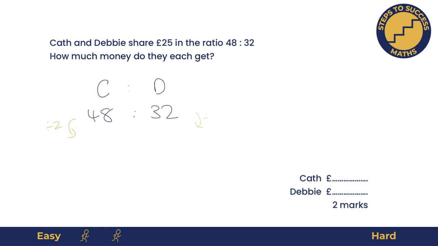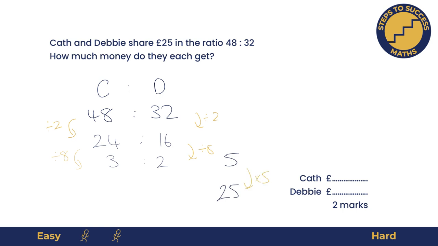So we divide it by 2 on both sides of the ratio. 24:16. But that will divide again. I know that 8's go into both of those. So then I've got 3:2. Now if I add them up and get the total, I get 5. And remember, I want to share £25. So 5 times 5 makes 25.